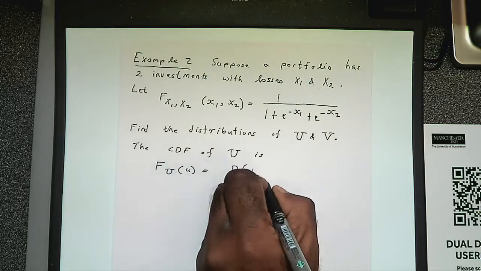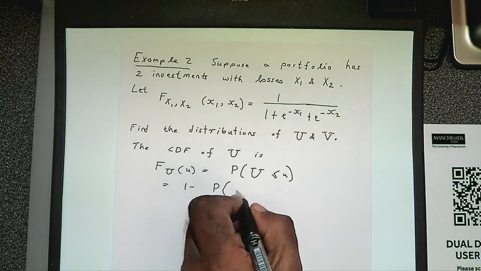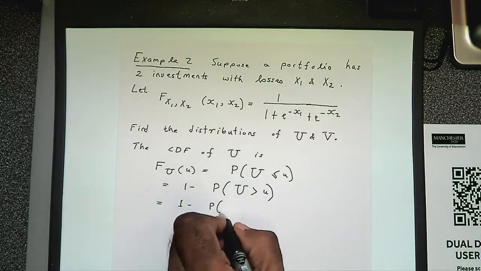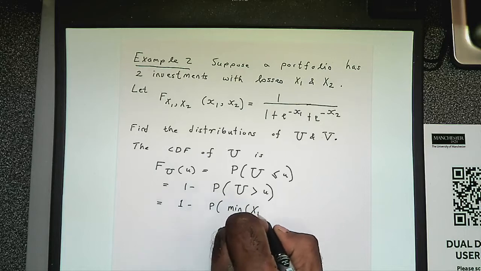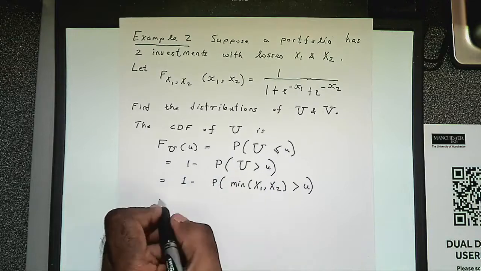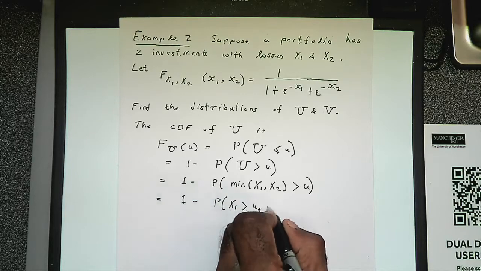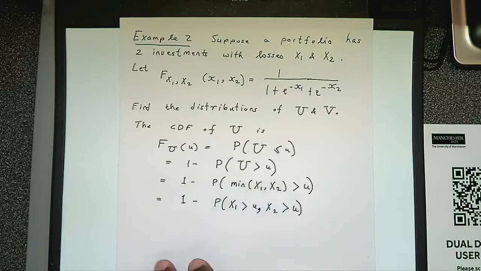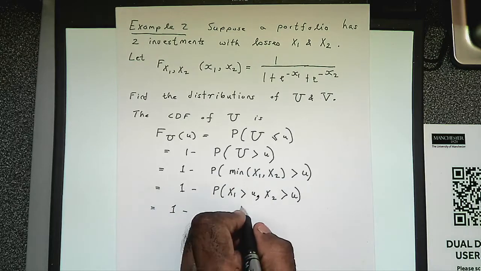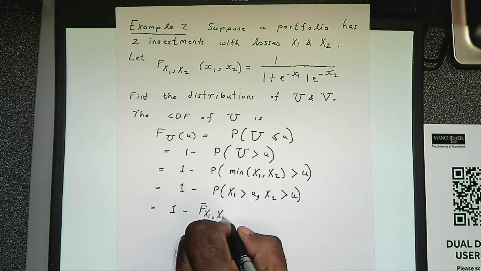So this is the probability that capital U is less than or equal to U. And I'm going to write this as 1 minus the probability that the minimum is greater than U. So this is 1 minus the probability that x1 is greater than U and x2 is greater than U. And this, as you know from the definition I gave you earlier, is the joint survival function at U comma U.